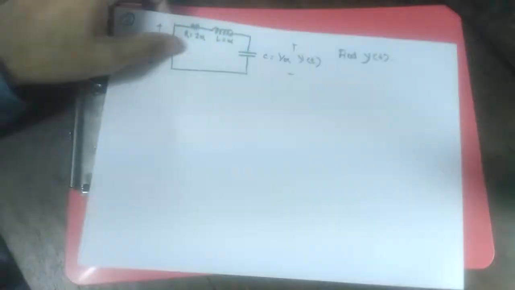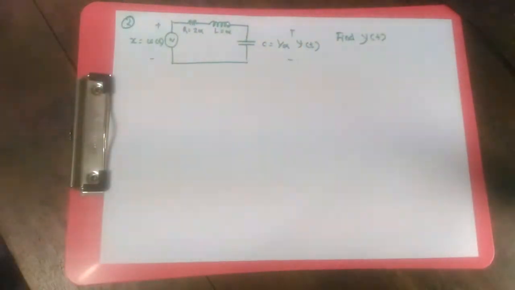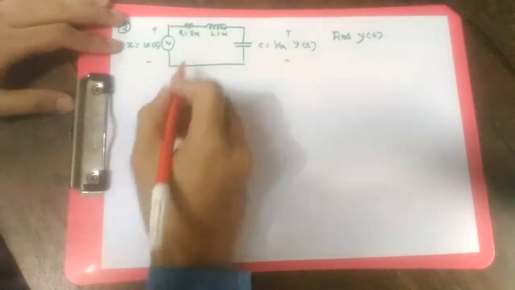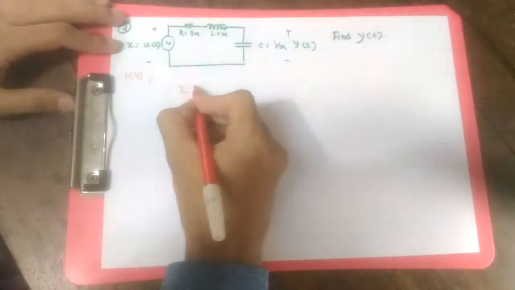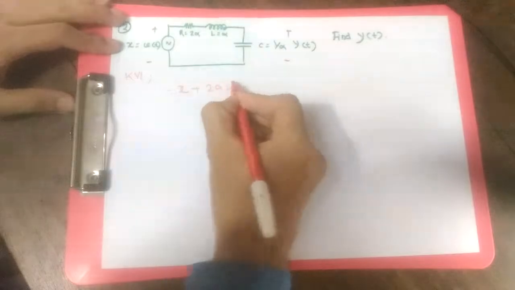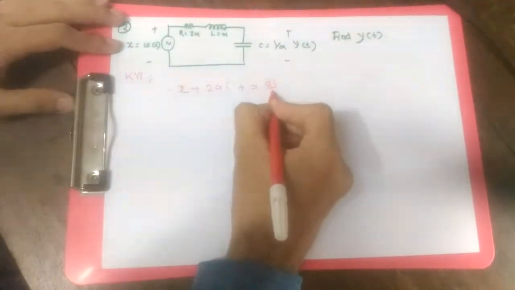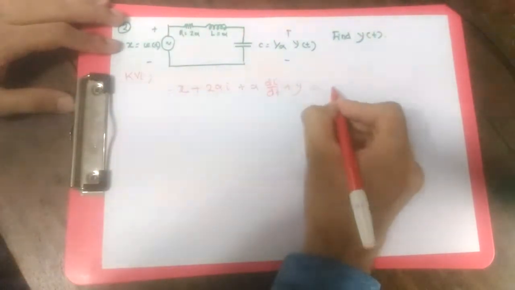Now we're going to solve a circuit. Many times the differential equation is not explicitly given. In a circuit, your first task should be to build the differential equation. So if you use KVL, it's going to be minus x plus twice alpha i plus alpha di by dt plus y is equal to 0.